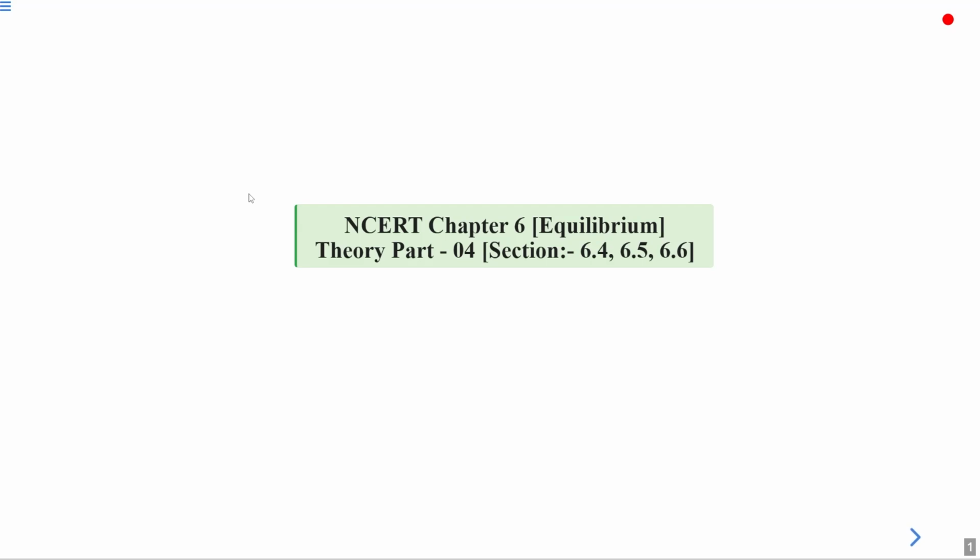So today we will deal with sections 6.4, 6.5 and 6.6 of the chapter Equilibrium. This would be our theory part 4 of chapter number 6 from NCERT.